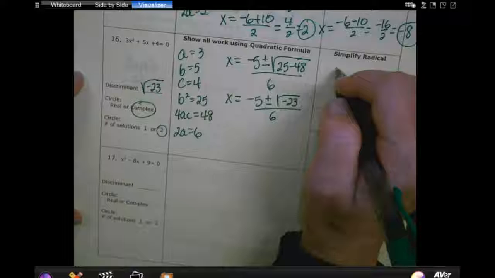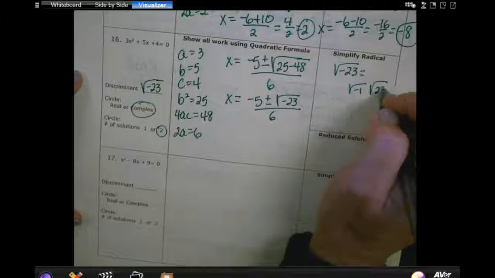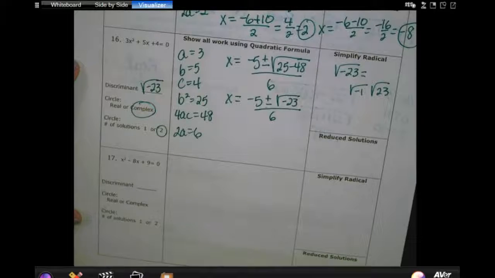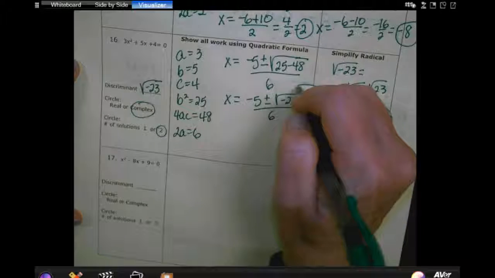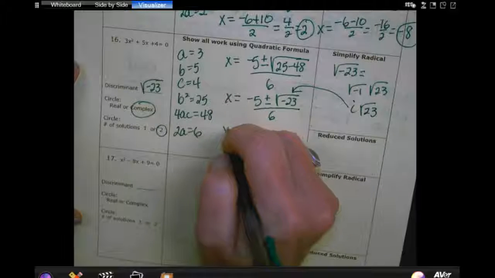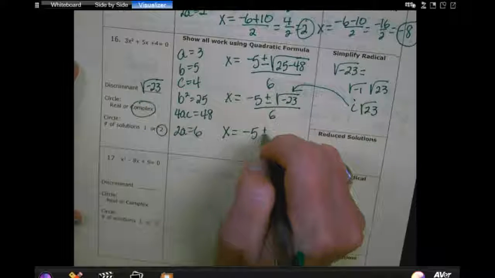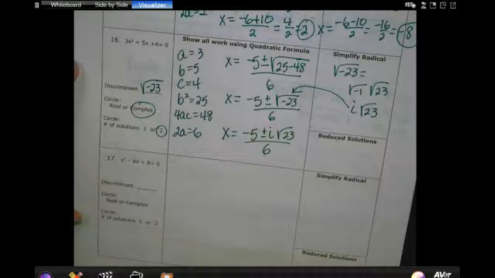So if I have negative 23, that's negative 1 times the square root of 23. And what's the square root of negative 1? i times the square root of 23. So that goes right back in right there. So can I reduce anything? No.